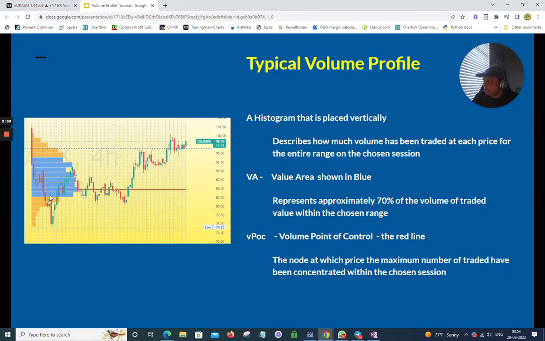What it tells us is that during that period that we chose as our context, the price traded 70% within that area. That is called the value area. Now how did this value area come to be?